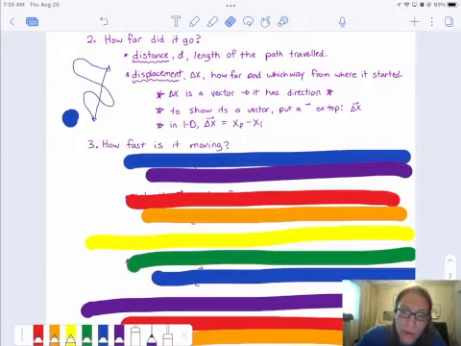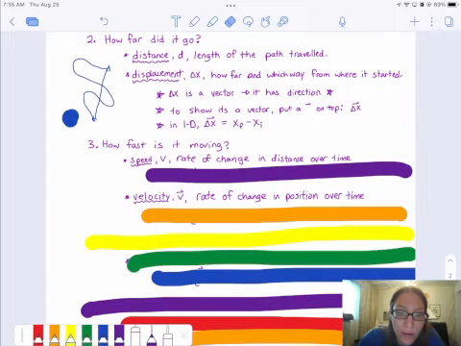Next question that we answer in describing the motion of an object is, how fast is it moving? And that one could have 2 potential answers. Our first one could be speed, and the second one could be velocity. Look at how close those definitions are, and also how close the symbols are. Speed is v, velocity is v with an arrow on top. Speed is the rate of change in distance over time, so how fast are we following that little line, and velocity is the rate of change in position over time.